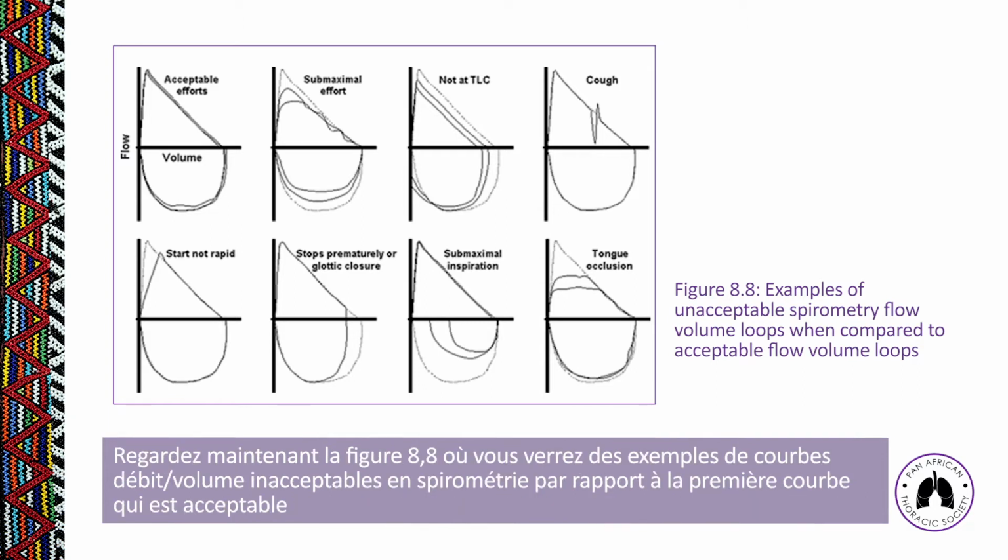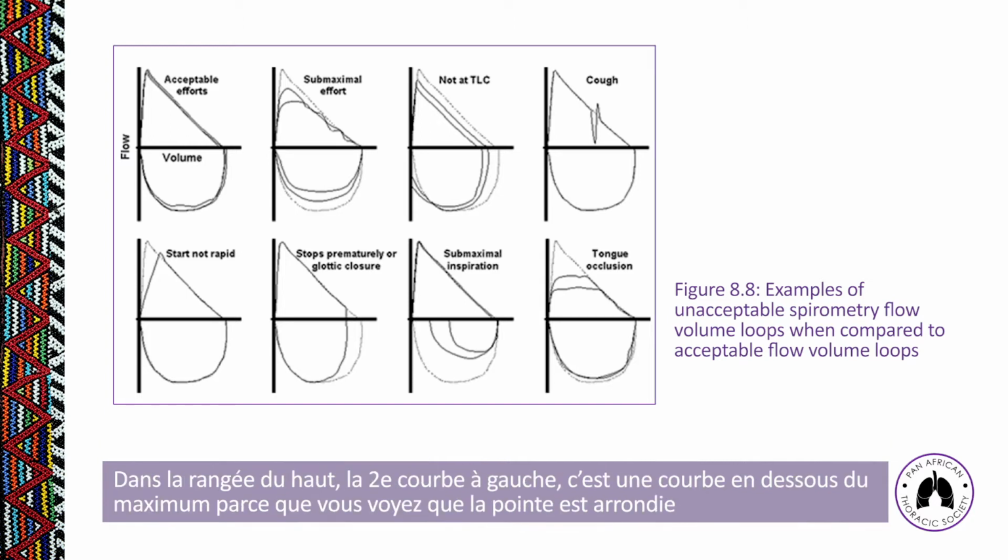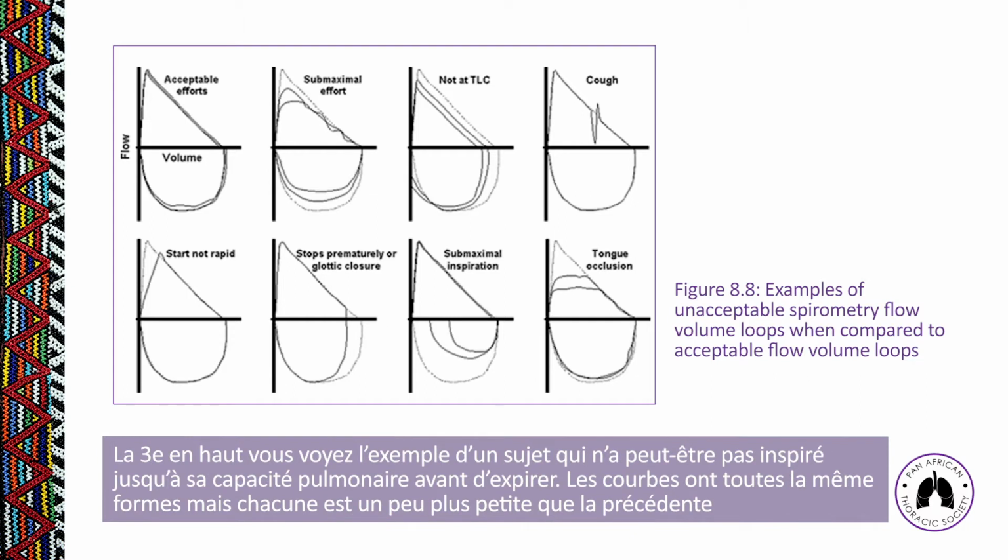I'd like you to take a look at figure 8.8. There you will see examples of unacceptable spirometry flow volume loops when compared to the very first one, which is an acceptable effort. So in the top row, the second example on the left shows submaximal effort. You can see where the flow volume graph is rounded at the peak of the graph. In the third one on the top row, you see that these are examples of a patient who perhaps hasn't breathed in to total lung capacity before blowing their air out. You see how the curve follows the same shape, but every single one of the tests is a little bit smaller than the one before.